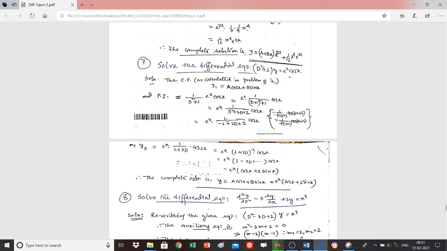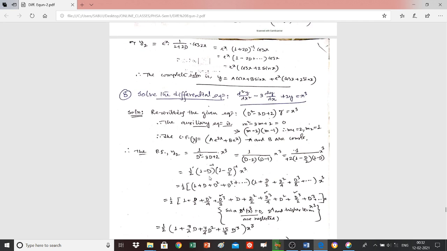You know that this d squared should be replaced by minus a squared, since this is cos ax, and a is in this case 1. So d squared should be replaced by minus 1. This is the formula: 1 by f of d squared, cos of ax plus b, is equal to 1 by f of minus a squared, cos of ax plus b. So this is done here. After that calculation, you finally get that y2 is equal to e to the x times cos x plus 2 sin x. So this is the complete solution.